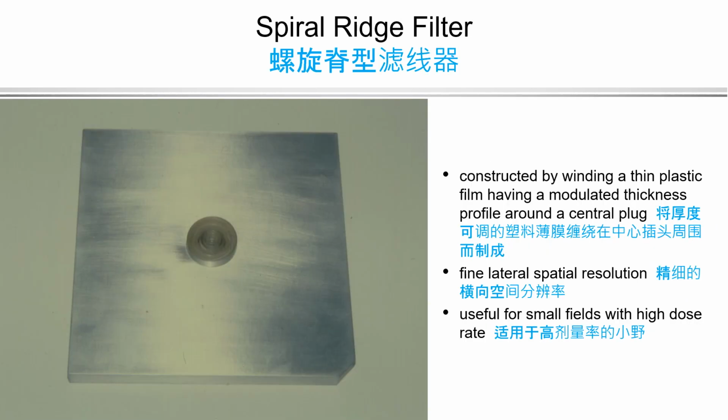A variation on a linear ridge filter is a spiral ridge filter. This device is constructed by winding a plastic film with a modulated thickness profile around a central plug. The plane of the film is oriented parallel to the direction of the ion beam. The thin film yields a fine lateral spatial resolution. This type of device is useful for small fields needing a high dose rate.